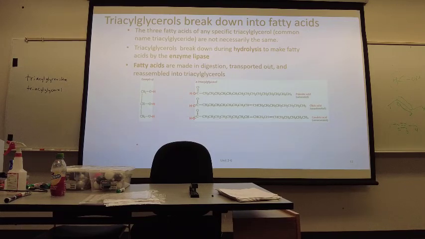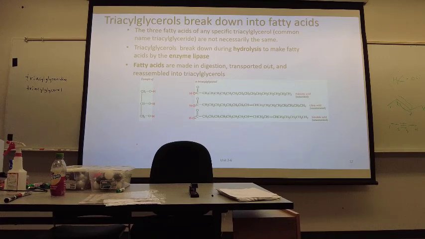Enzymes get the ending A-S-E. Lipase breaks lipids. You'll see this trend throughout the semester. So if I'm thinking about, okay, what breaks apart sugar? Sucrose. Sucrase breaks apart sugar, right? But you see what I'm saying? I'm going to see that trend.